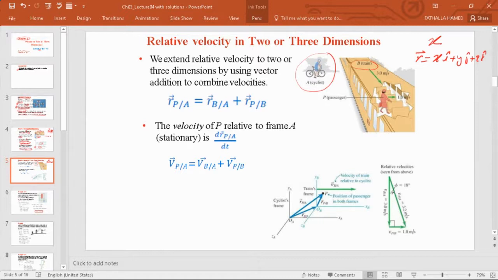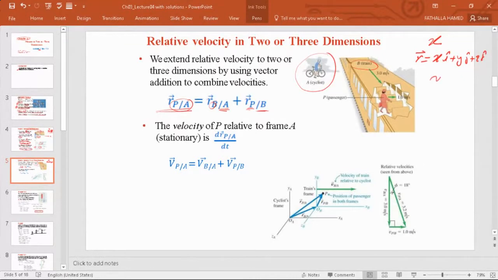So instead of just looking at position, we're going to look at a position vector. So the position vector here, which is r vector of the passenger relative to the observer, which is A here, should equal the position vector of the train relative to the observer plus the position vector of the passenger relative to the train. We're not doing anything new. We're just basically expressing the position as a position vector.